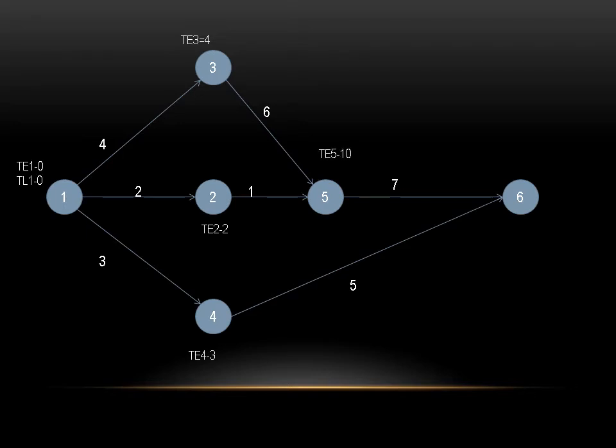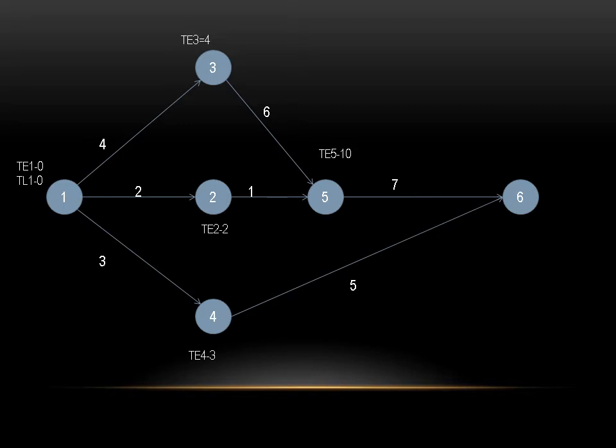Now, at event 5, you might ask why it is 10. You have to see 3 to 5, the activity between 3 to 5 would take 6, and 4 days was for 3. 6 plus 4, 10. Write a comma. Then 1 to 2 it took 2 days, and 2 to 5 it is taking 1 day. 2 plus 1, 3. 10 comma 3.